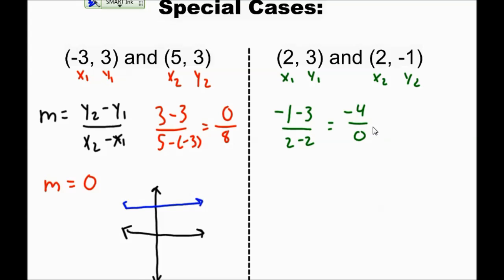Type that in a calculator, it gets really mad at you. There are some pretty funny memes on the internet about dividing by 0. Basically, you break math. This isn't possible. So what we say is our slope is undefined. We haven't defined negative 4 over 0, so we call it undefined.